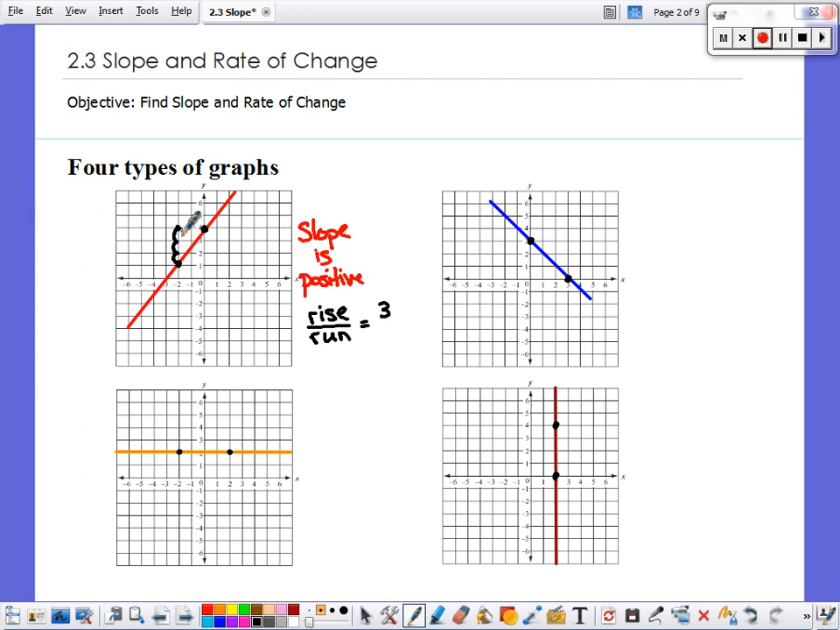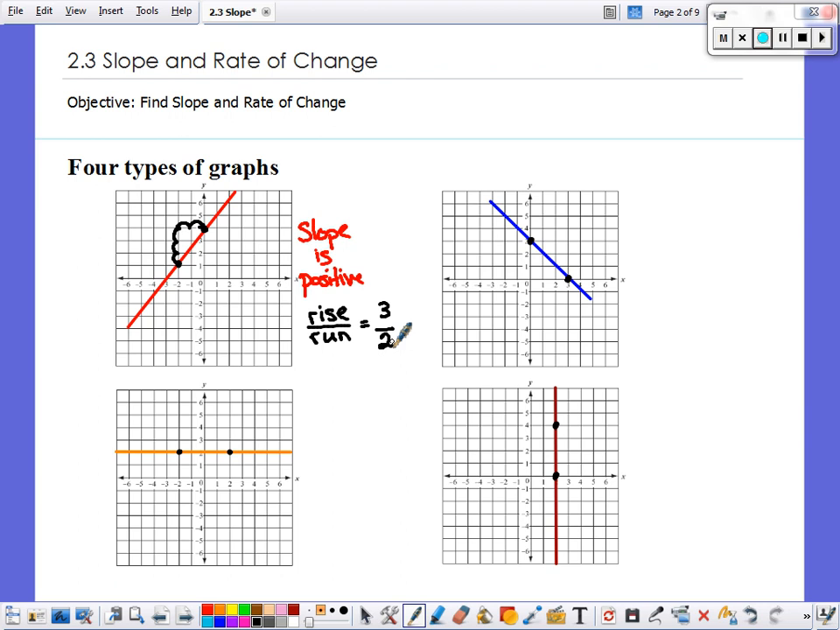Then once we're here, it's going to say take a right. All right, and we take a right, and we want to know what the run is, or how far to the right do we go. And so our run is also going to be a positive, and it's going to be a positive 2. So our rise over run is 3 over 2. Our slope is 3/2. That would be the steepness of this line.